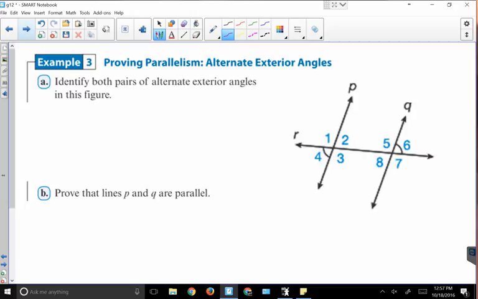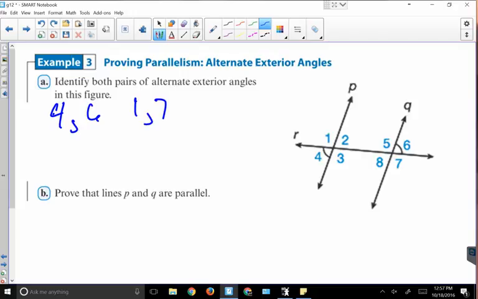Take a look at this. I need to identify both pairs of alternate exterior angles. So, alternate exterior angles means that they've got to be on opposite sides, right? And on the outside. So, would one of the pairs be, yeah, good. Would it be 4 and 6? Would it also be 1 and 7? Okay. Now, I know which ones are alternate exterior angles.